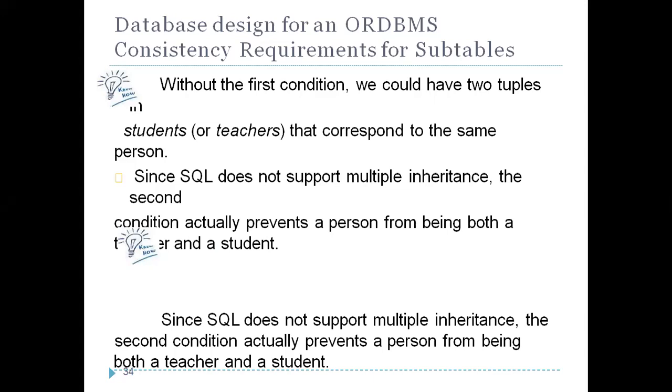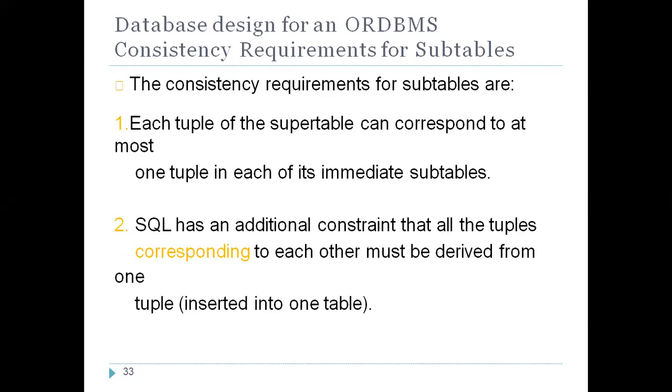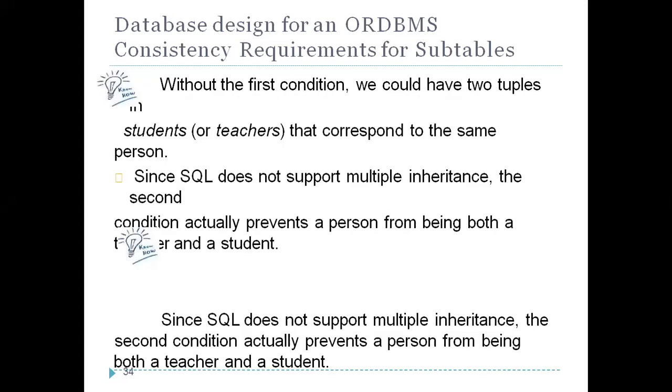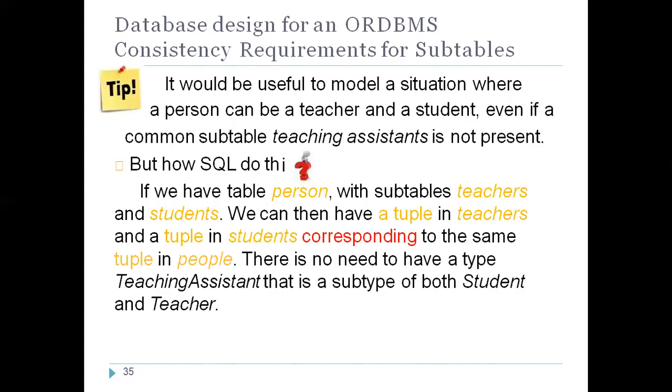That is why we have the second condition: the SQL additional constraint that corresponding tuples must be derived from one tuple. In real life, a person may be a student and also a teacher, but since SQL does not support this type of multiple inheritance, the condition prevents a person from being both a teacher and a student. It would be very useful to model a situation where a person can be a teacher and a student at the same time.